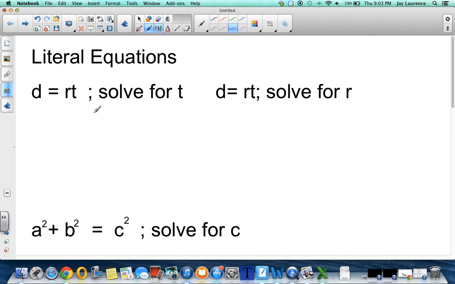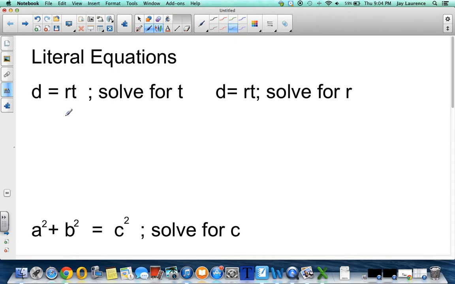We did some of these a little while ago, but we're going to review it here. We've got this equation that we used so much in the first several weeks of the first quarter. D equals RT, distance equals rate times time. And I want to solve it for T. Well, you do understand that D is a number, the unknown distance. R is a number, the unknown rate. And T is the unknown time.